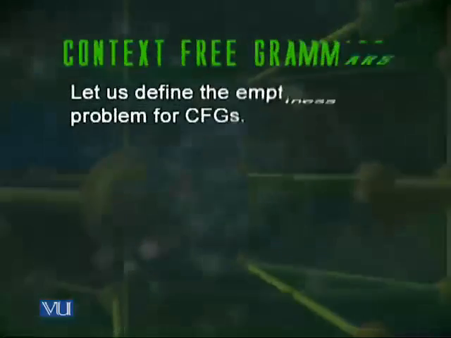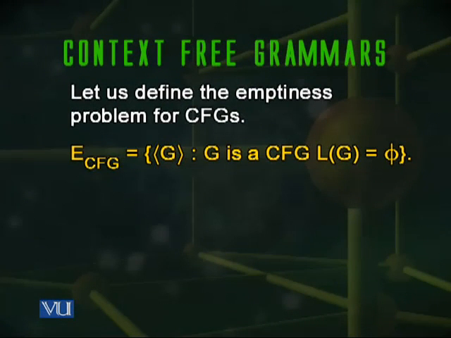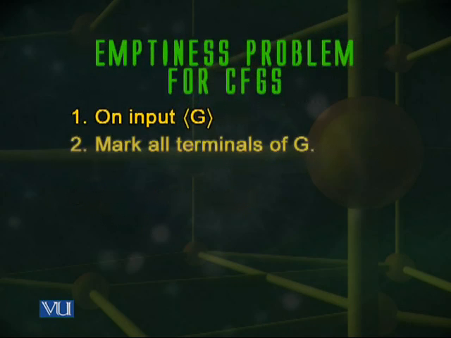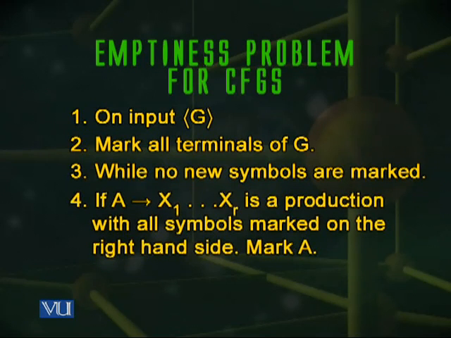Let's recall the proof. We defined the emptiness problem for context-free grammars, ECFG, which was the collection of all grammars G such that they don't generate any strings. We asked the question whether this language is decidable, and the answer was yes. Here is a decider for ECFG. On input G, we mark all the terminals of G, and then we run the following loop while new symbols are being marked. If we have a production A which goes to x1, x2 all the way up to xn, and all these symbols on the right hand side are marked, then we also mark A.